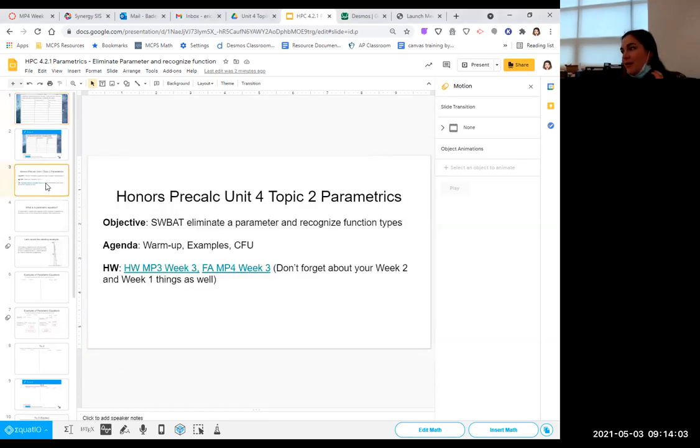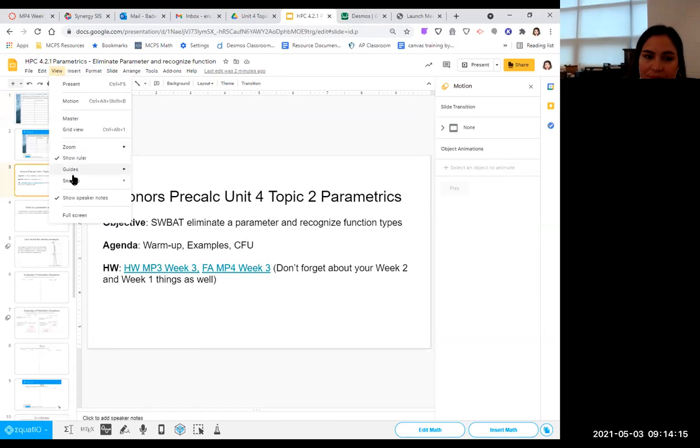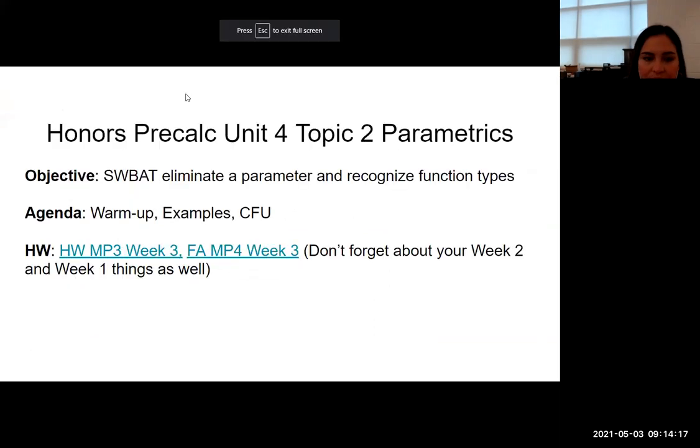So before we talk about why we did that warm-up, today we are eliminating a parameter and recognizing function types. So we have a warm-up, some examples, and then a check for understanding. And then don't forget about your week 2 and week 1 things as well.